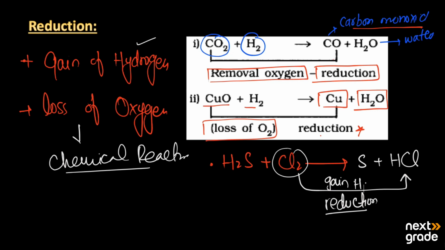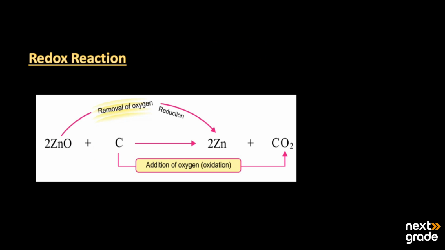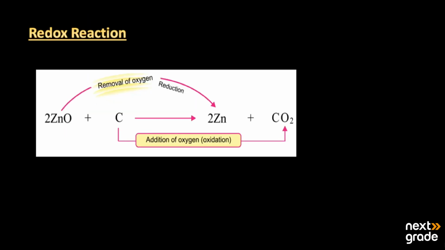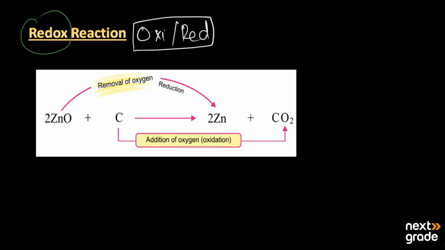But when we talk about the overall reaction of oxidation and reduction, this reaction is called the redox reaction. Now, how can we explain the redox reaction? Here we have zinc oxide plus carbon. When they both react with one another, zinc is formed as a resultant product along with the production of carbon dioxide.